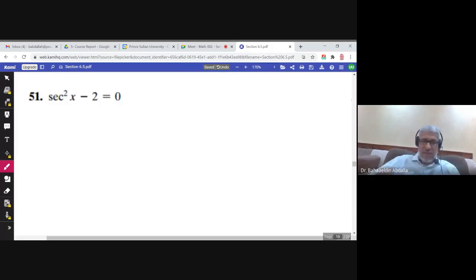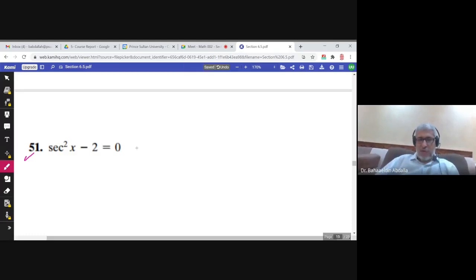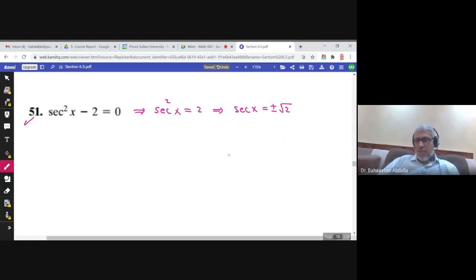Let us solve this example because we have secant. It is the same, but let us do it. So what should we do first? We solve for secant square. So secant square x is 2. This means that secant x is plus or minus square root of 2. This is the square root property. This means that if secant is square root of 2, then cosine is 1 over square root of 2, or cosine is negative 1 over square root of 2.